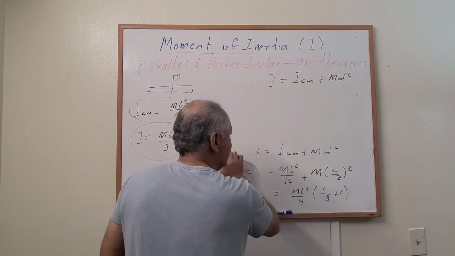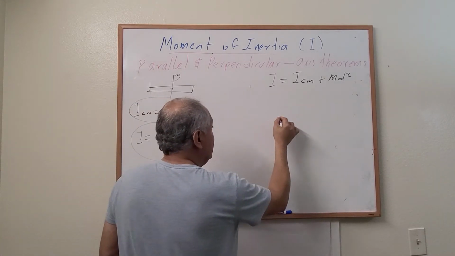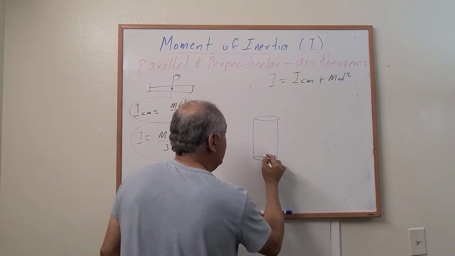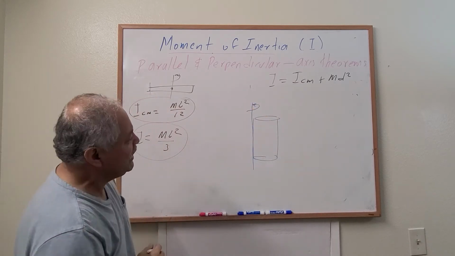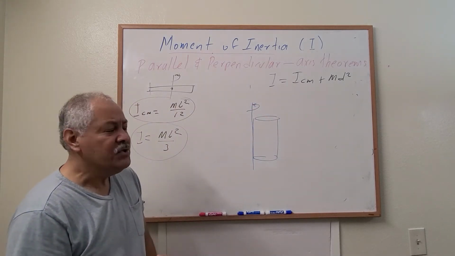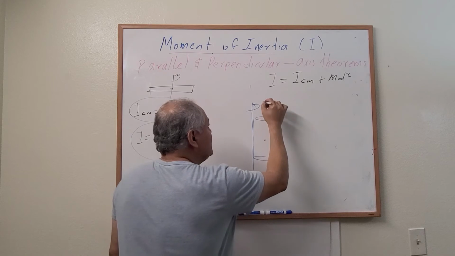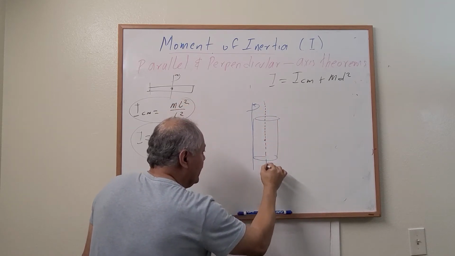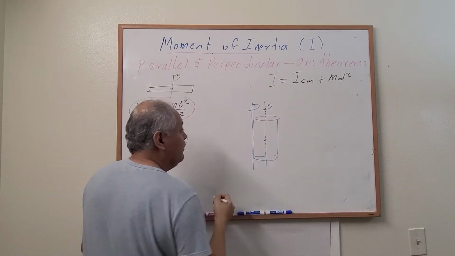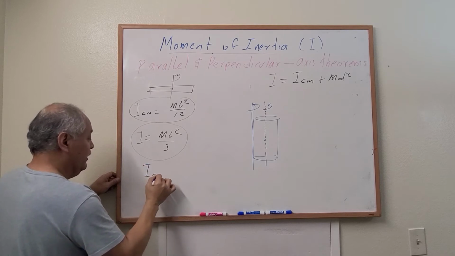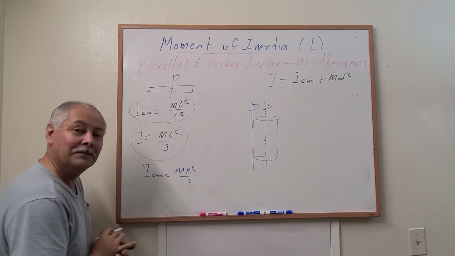We have, let's say, a cylinder rotating through this axis of rotation, in this way. How can we find the moment of inertia? Well, we use the parallel axis theorem. Why? Because we already found that when the axis of rotation is through the center of mass, the moment of inertia for a cylinder is equal to m r squared divided by 2, correct?